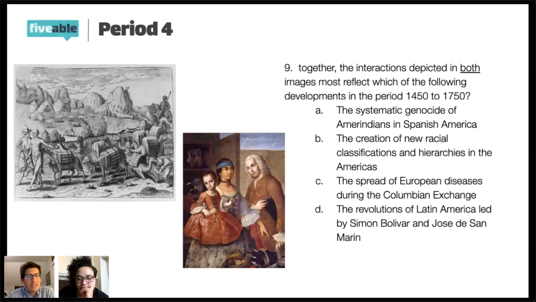The spread of diseases, though, doesn't seem to be something that would be in both. It's not the feature of both images. This child's not sick or anything. These natives aren't shown as being sick, although maybe malnourished. But the creation of new racial classifications and hierarchies would fit, right? This idea of this perhaps Creole man, his mestizo wife and their child in this casta system. And then in the other image, you have the white Spaniards overseeing these practically enslaved natives who are mining silver. And so that also implies hierarchy as well, which leads to B being the answer.